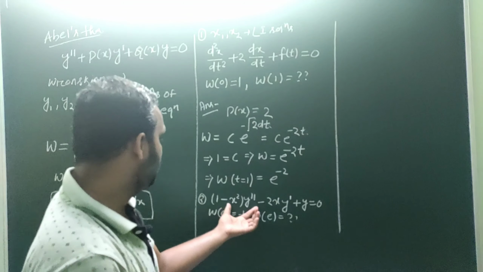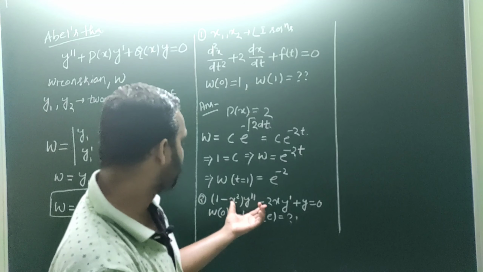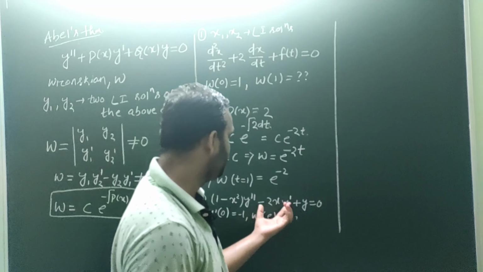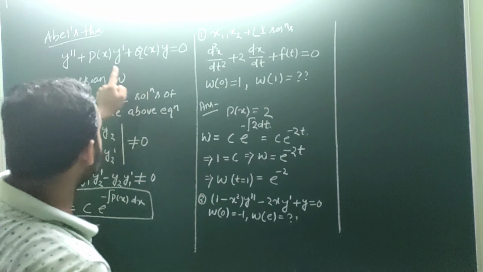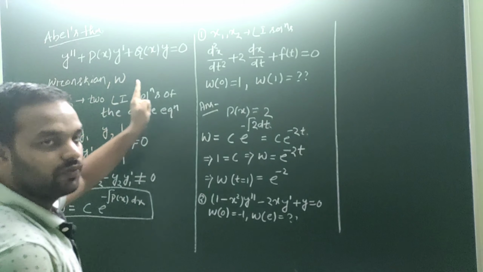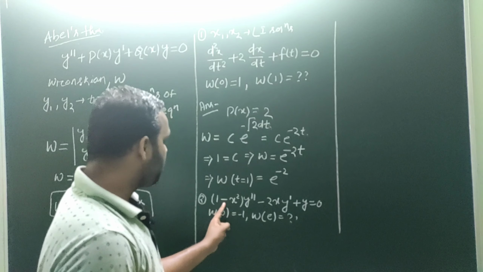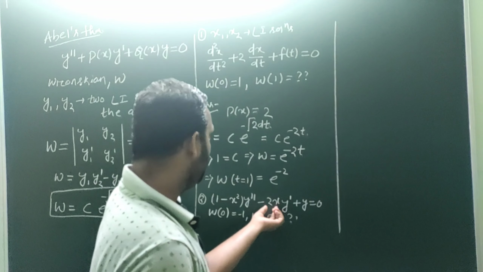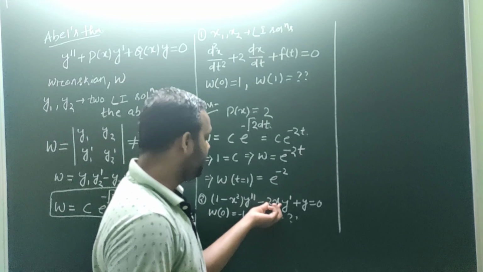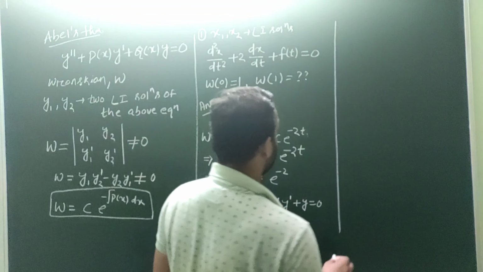You can see the differential equation here, 1 minus x square times y double prime minus 2x into y prime plus y. Just as I told you, you have to convert this into this format. You have to find p of x first. If you divide the entire equation by 1 minus x square, then here you will get p of x is equal to minus 2x by 1 minus x square.